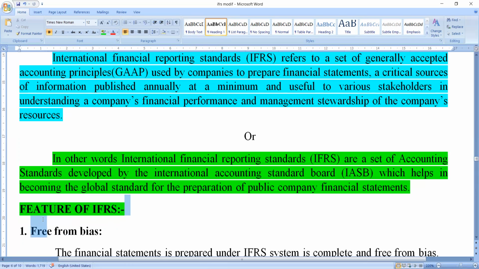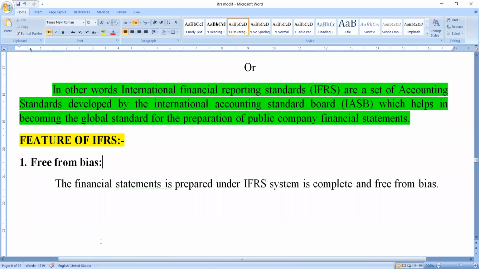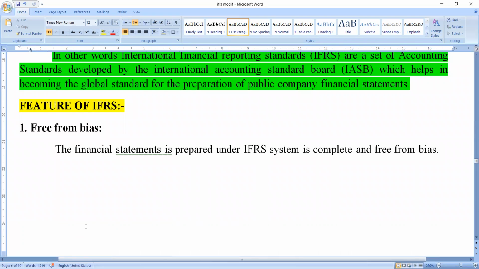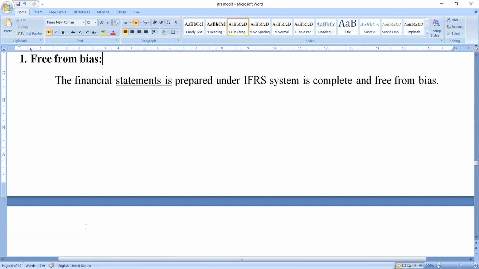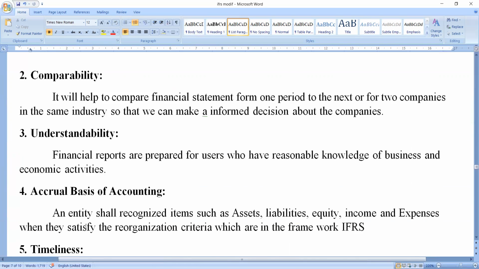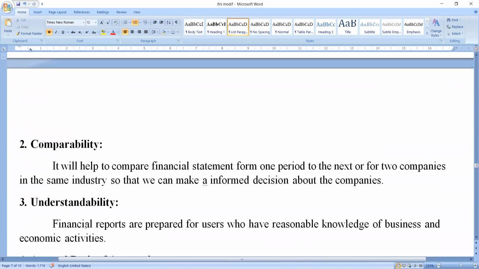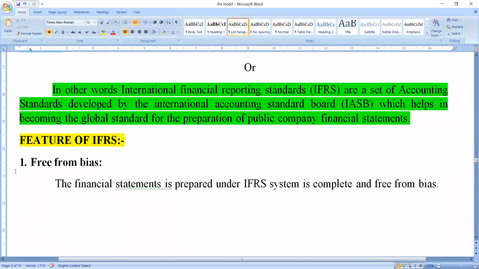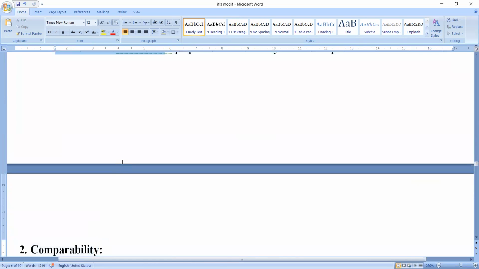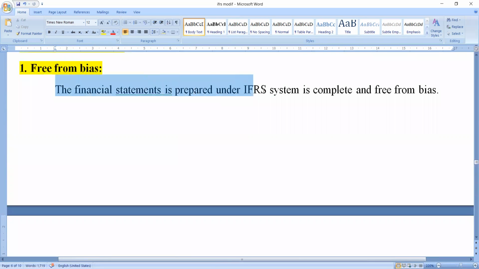Next we are moving on to another concept here, the features of IFRS. How are they prepared, and what are the features of IFRS? What features does it have? The first one is that it is free from bias. What is meant by free from bias? Understand this well.